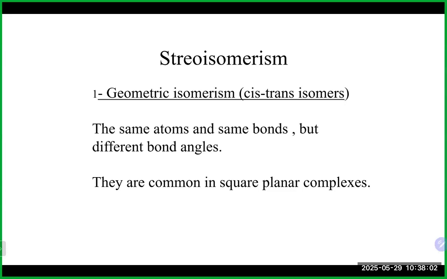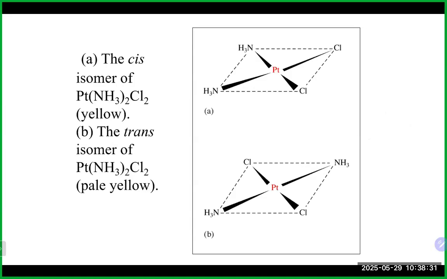Now, stereoisomers, or geometric isomers, are cis or trans isomers. They have the same atoms and the same bonds, but they have different bond angles. And they are common in square planar complexes. If you remember square planar, expanded octet, basically makes a plane where everybody's attached and some non-bonding electrons are happening out of the plane. And that's your octahedral arrangement.